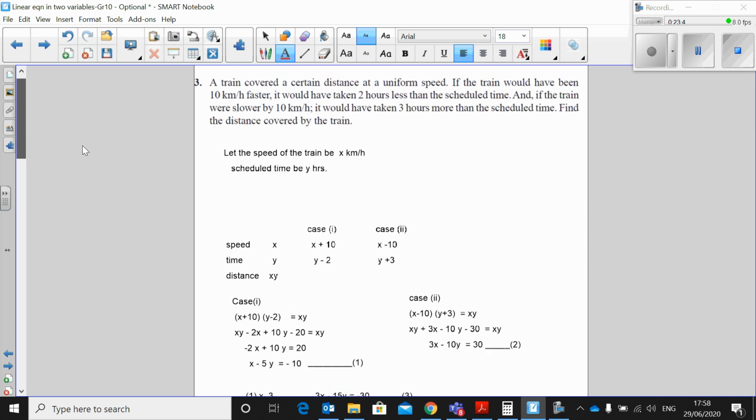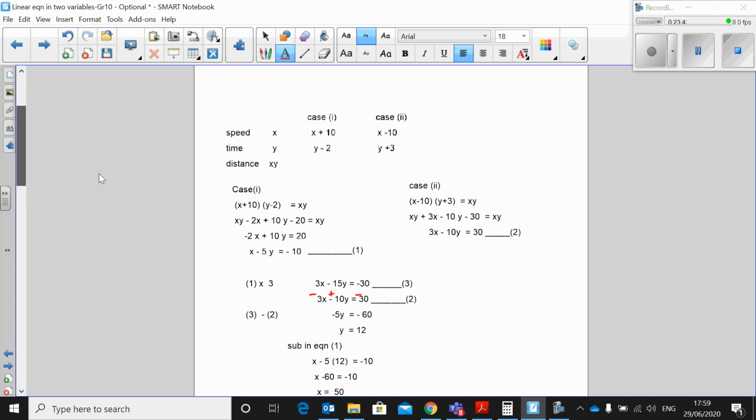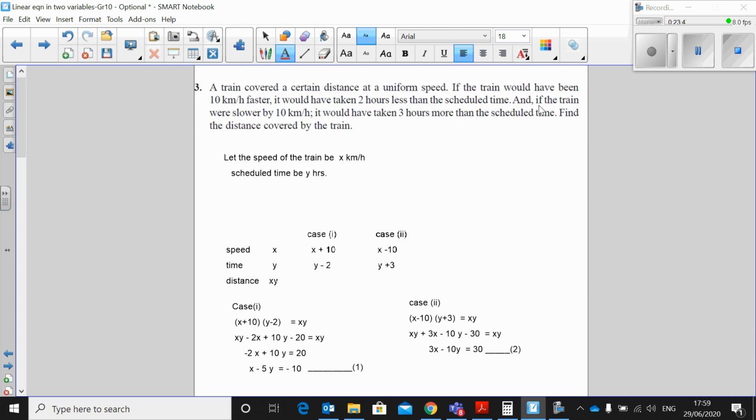This is the answer. Any doubt? Can we move on to the next question? So here the only thing you have to remember is that the speed of the train is x kilometers per hour, and the scheduled time is taken as y. The distance remains the same, xy remains the same. You should not equate one case with the other. You can take the first case and equate it with the actual distance xy. Second case, equate it with the actual distance xy. So then we get the answer. Is it clear?